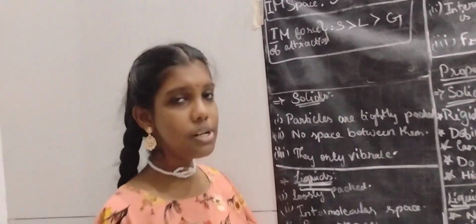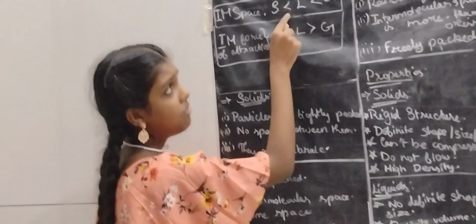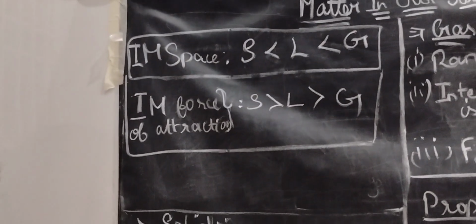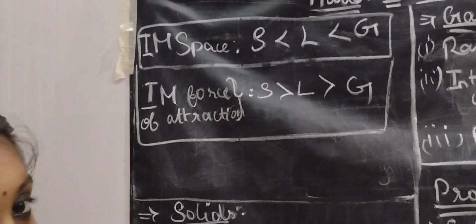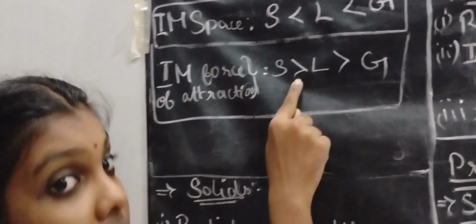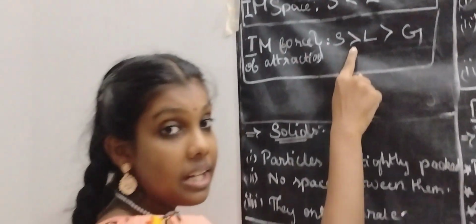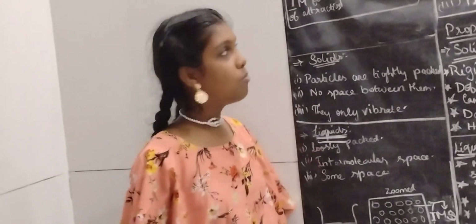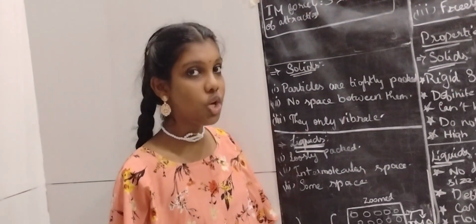So there is a simple trick. The symbol which has an L-like shape is nothing but the lesser than symbol, and the inverted L-shaped symbol is nothing but the greater than symbol. That's all. It is so simple. So let's move on to the intermolecular force of attraction.